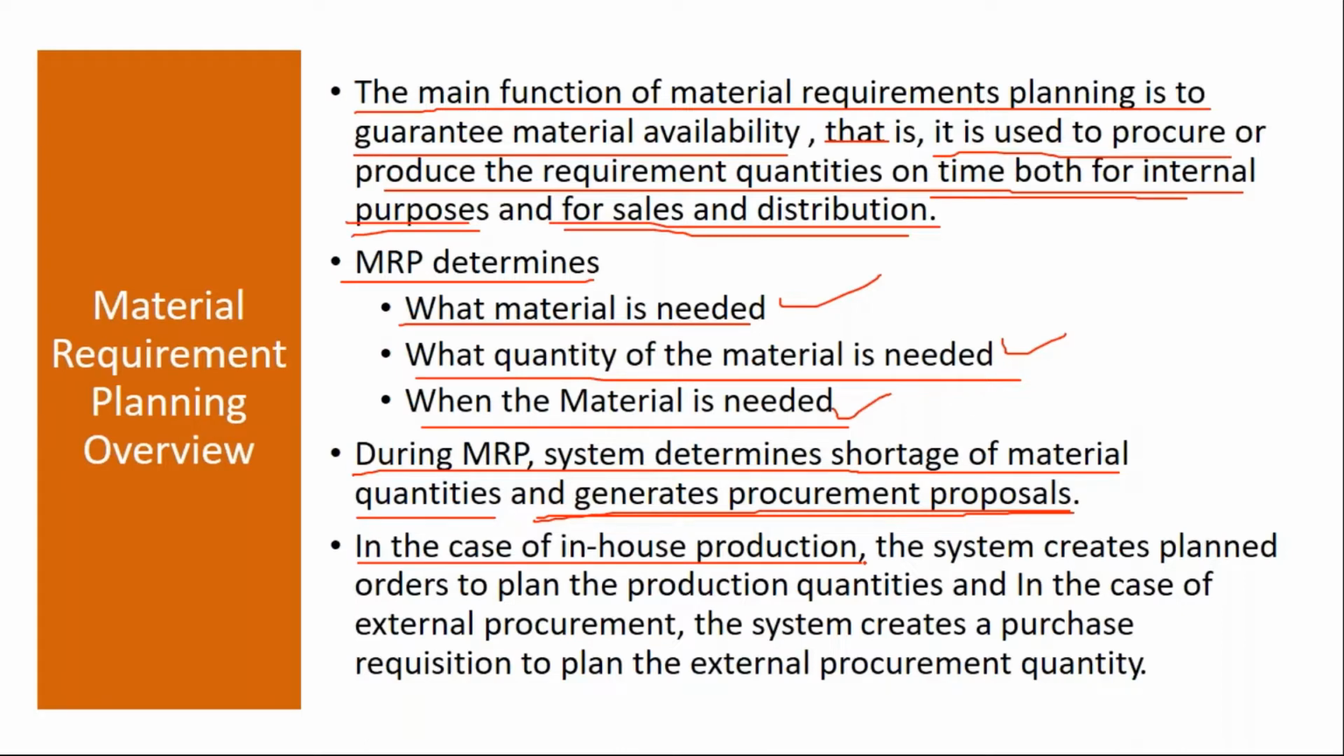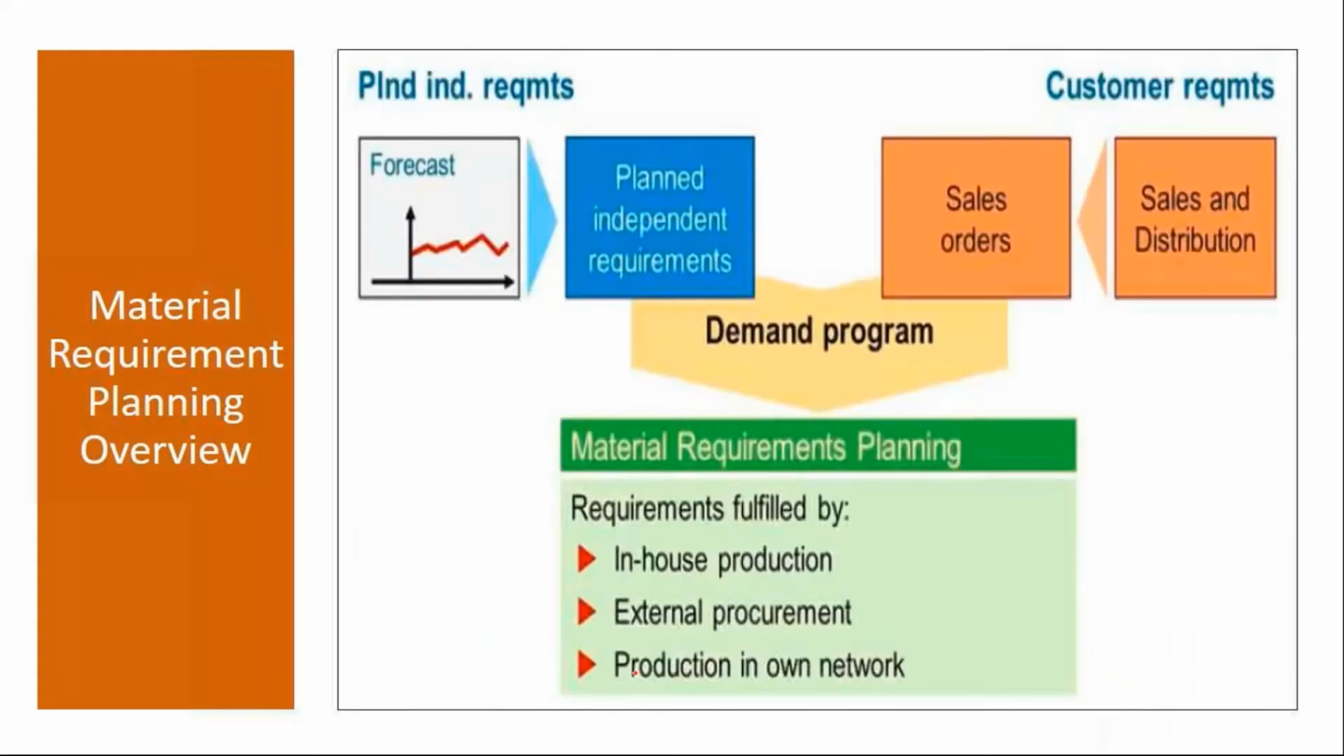In the case of in-house production, the system creates a planned order to plan the production quantities, and in the case of external procurement, the system creates a purchase requisition to plan the external procurement quantity. So when you run MRP, if the material is a produced material, then the system will generate a planned order. If that material is an externally procured material, it will generate a purchase requisition.